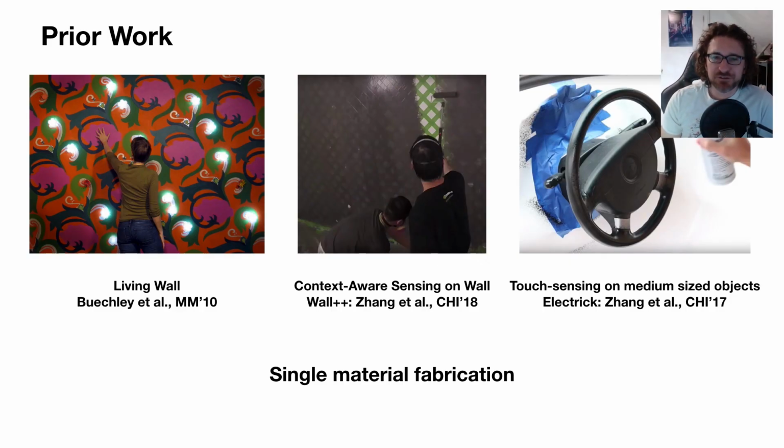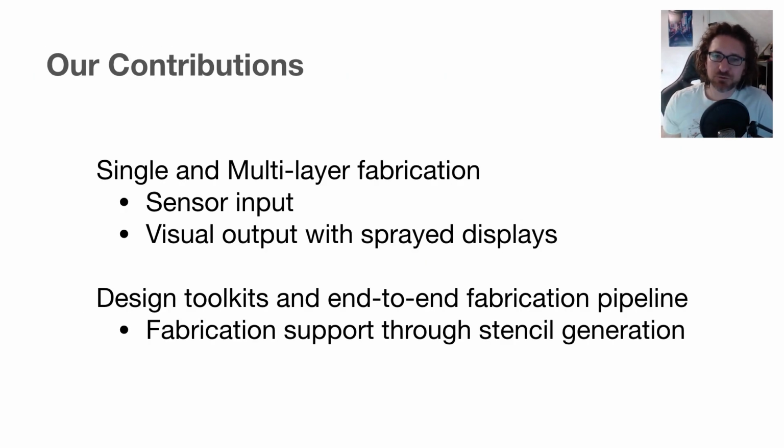So other researchers were also interested in this question, how we can make large-scale user interfaces. And some work has been done on interactive walls. So for example, Wessely and colleagues and Zhang and colleagues published papers on interactive walls. Zhang also in 2017 published a paper, Electric, which is about sensing continuous touch by spraying conductive material on curved objects. So these projects also have in common that they usually use something like one material, so like one conductive material. It's a single material fabrication process. And this is not sufficient if you want to spray more advanced user interface elements, like for example electroluminescent displays.